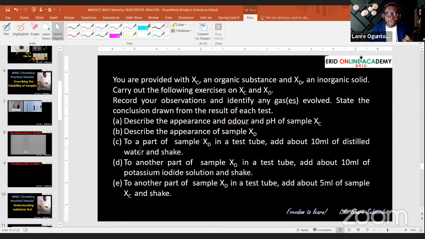C says you should dissolve D in water. Let's look at C, D, and E. They are basically about solubility. So you want to test whether sample D is soluble in water or not. That's what we want to look at now, whether it's soluble in water or not.